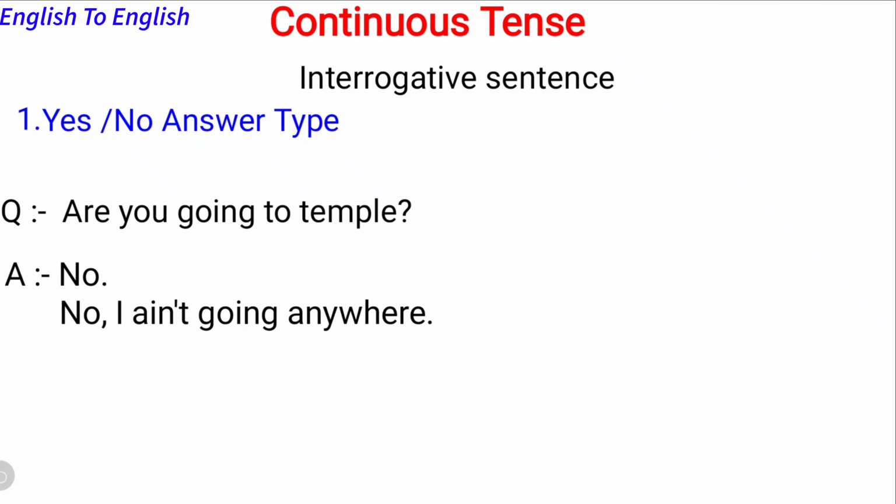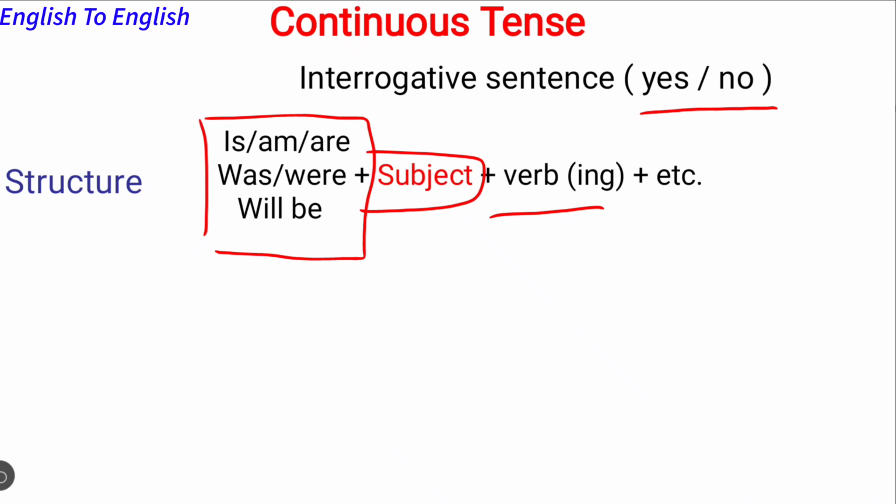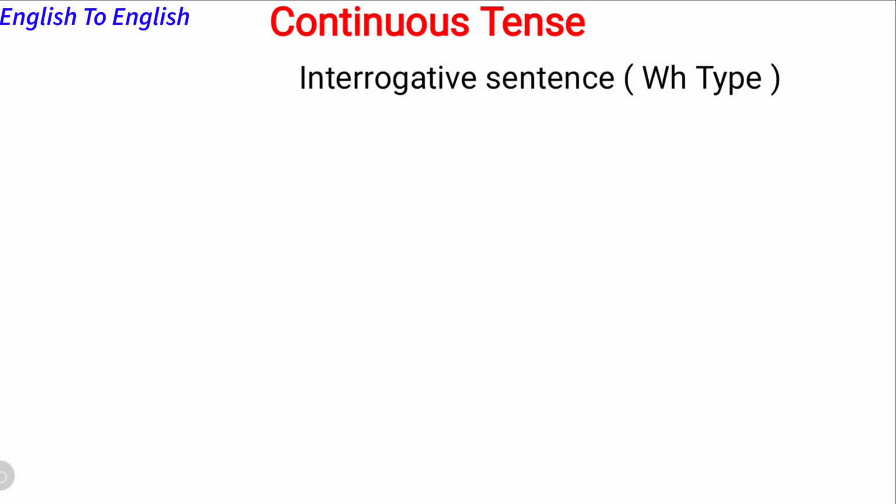Don't say just yes or no, because a one-word answer looks weird and the person who is asking the question will not feel good. So you must use a helping verb after yes or no, like: yes, I'm going; no, I'm not going; or no, I ain't going anywhere. So we discussed yes or no answer type questions, and now let's talk about WH type.